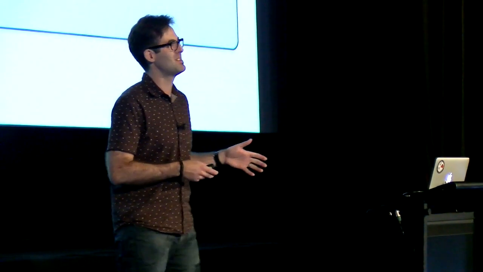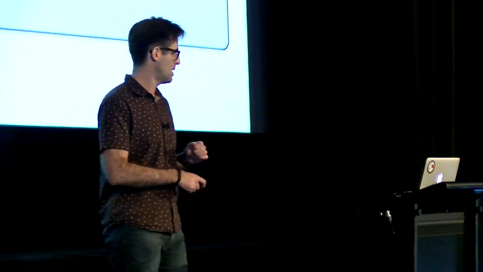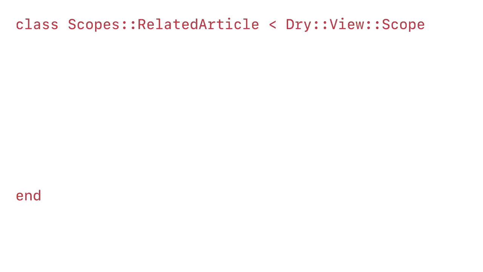Alongside our parts, we'll add scopes. Let's build up a scope for this related article partial now. So while with parts we found a way to deal with a single value, the idea for scopes is that they can deal with whole templates. And that means we can give them access to that template's complete set of locals.